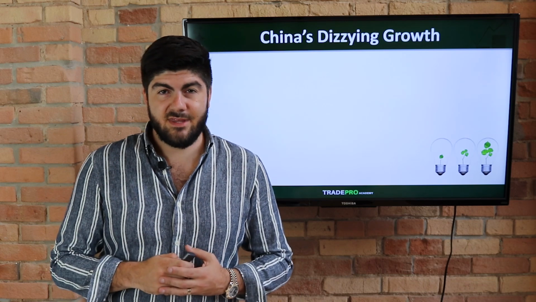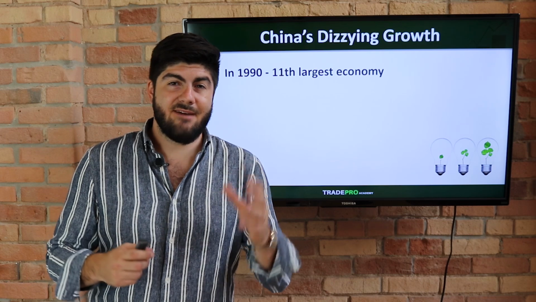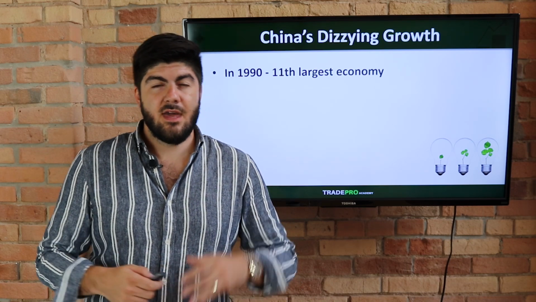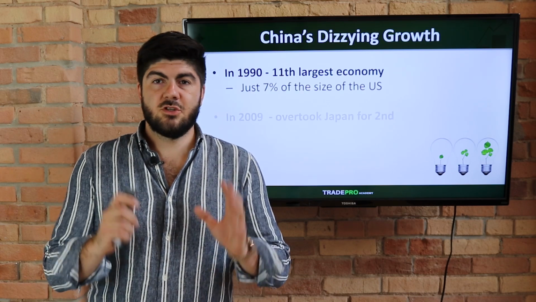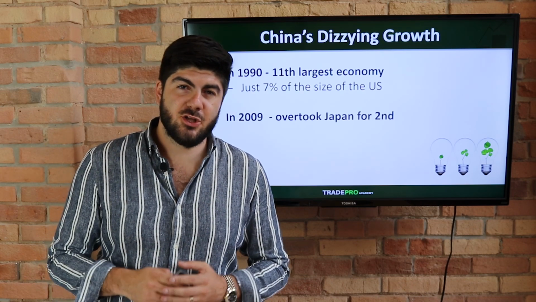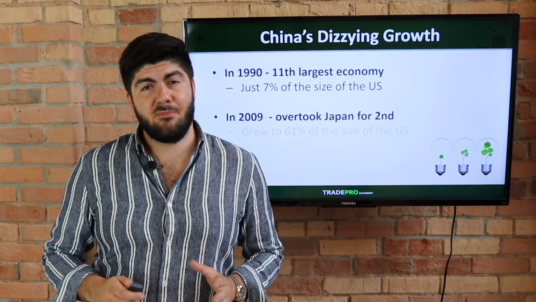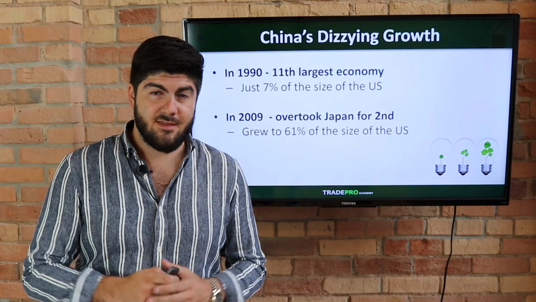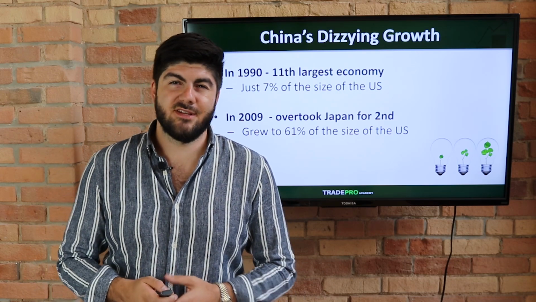China has been faced with dizzying growth. In 1990, China was the 11th largest economy in the world. It was roughly 7% of the US GDP. In 2009, China officially overtook Japan as the second biggest economy and now represented a whopping 61% the size of the US economy. But how did China get all of this money?